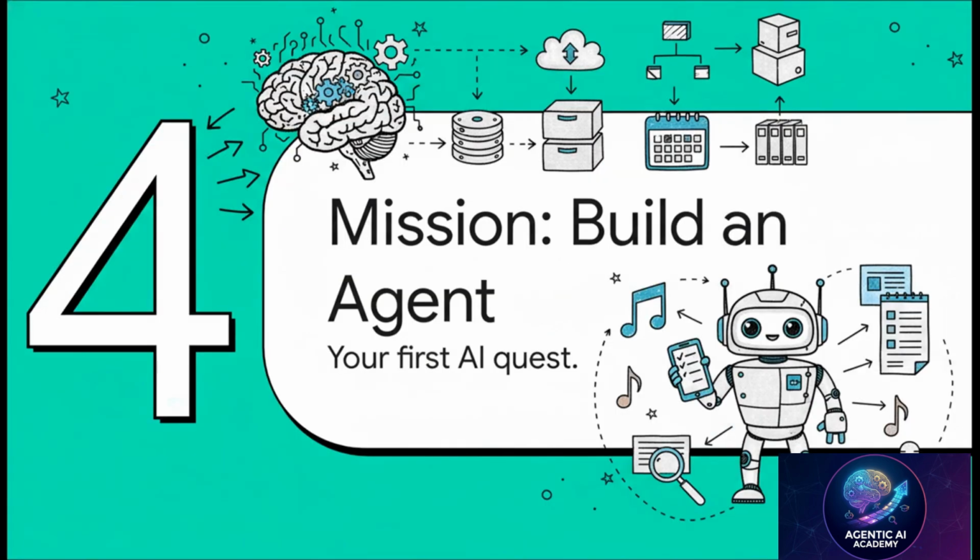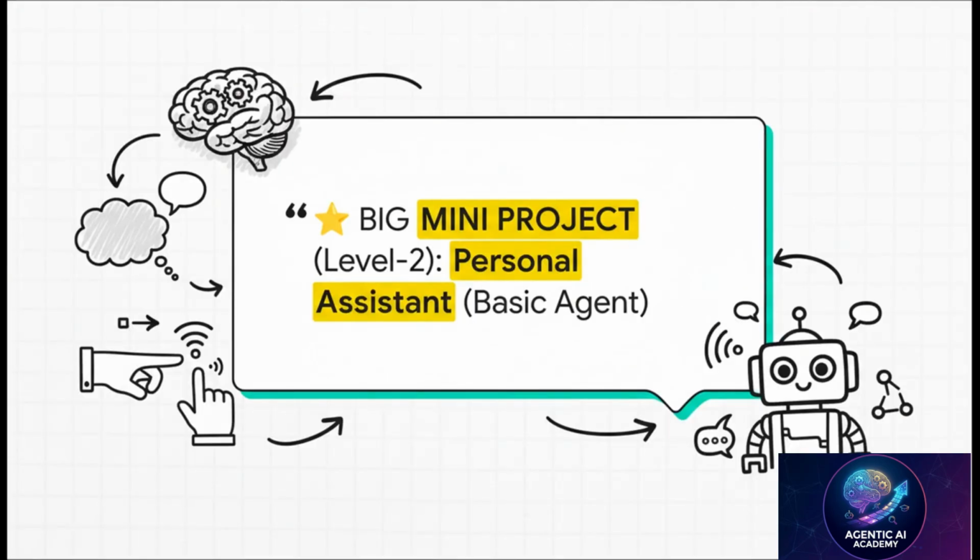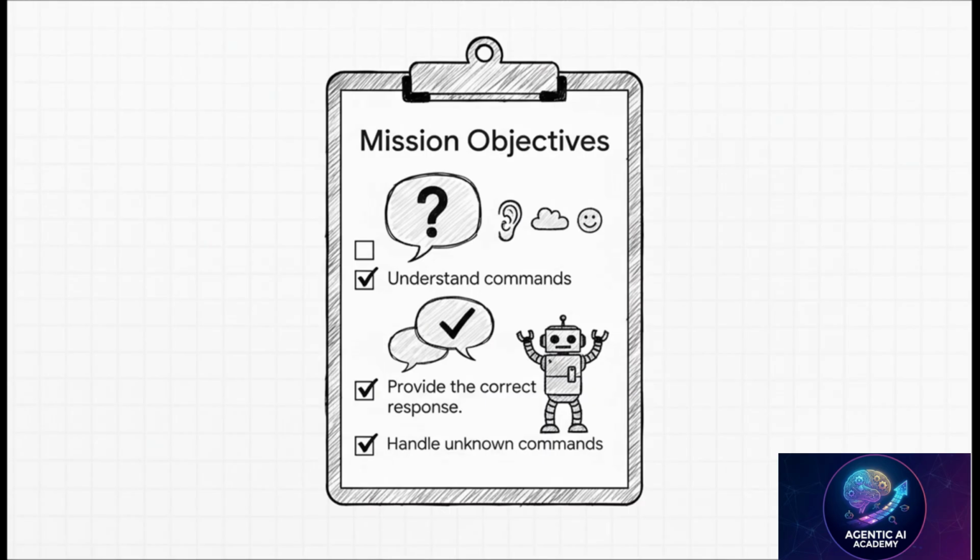So, now we have the tools. We can store data, we can organize it, and we can make decisions. It's time for our first mission, putting all of these pieces together to build a basic personal assistant. And yeah, this is a major milestone. We're officially leveling up. We're moving from just learning individual concepts to actually creating a program that acts like a basic agent, something that can understand and respond to commands. So here are the objectives, and notice how simple they are. The assistant just needs to ask a question, understand a few specific commands, time, weather, or joke, give the right answer, and, this is important, know what to do when it doesn't understand. It's a perfect, bite-sized version of what complex AI agents do every day.